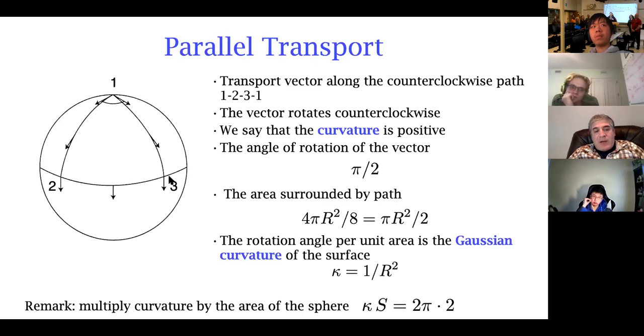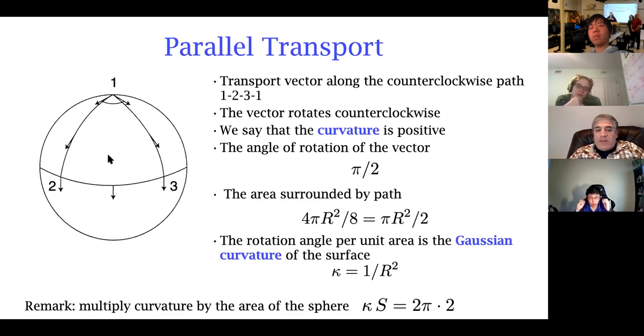The area surrounded by the path is an eighth of the full spherical area, which is 4 pi r squared divided by 8. And if you divide this angle by the area, you will get 1 over r squared, and we will say that the curvature is 1 over r squared.